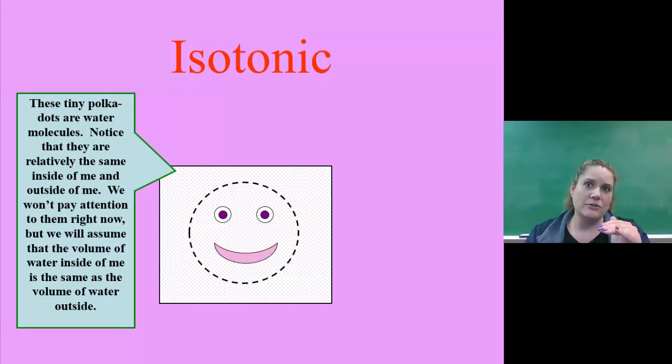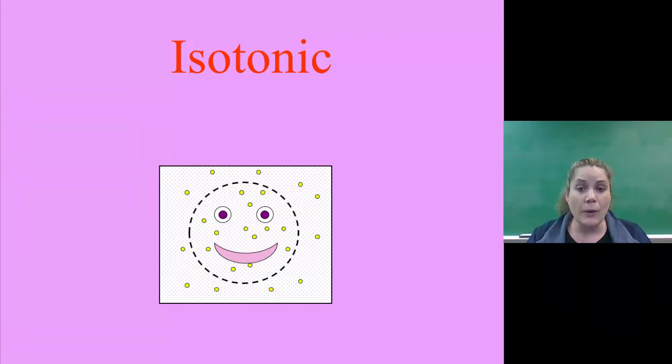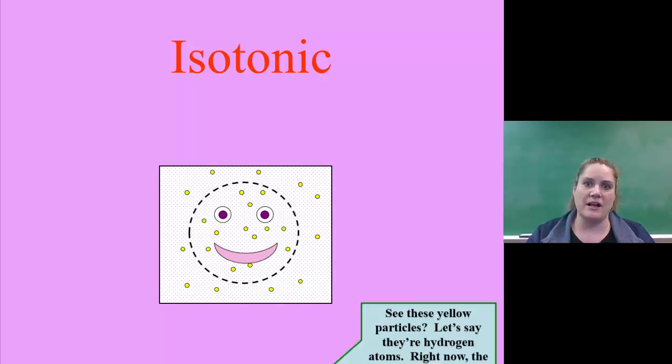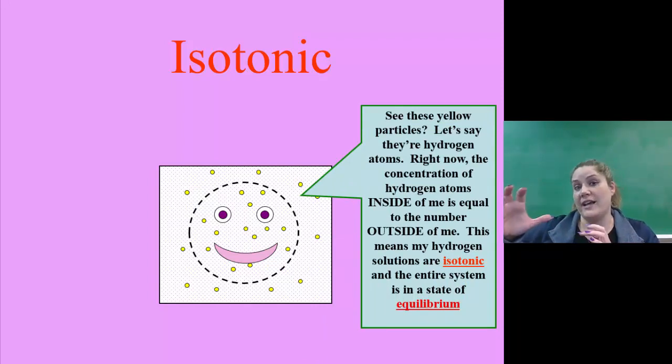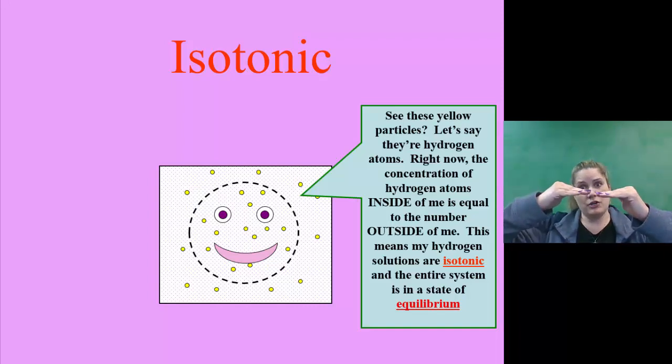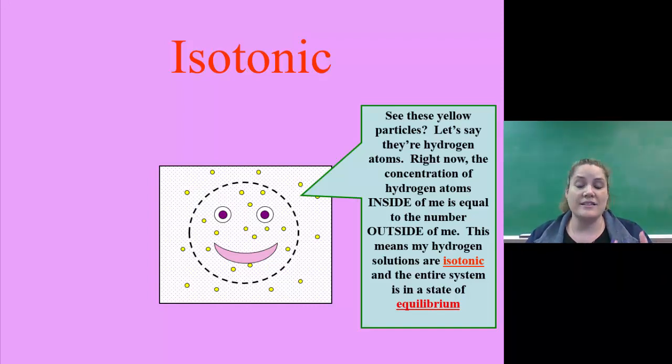The concentration of solute inside and the concentration of solute outside are the same. Okay, so now we've thrown some solute in. We had water and water, now we've thrown in some solute. Let's call those hydrogen atoms. The hydrogen atoms are on the inside, hydrogen atoms are on the outside. They're in equal concentrations. So this cell is at a state of equilibrium. So the solutions are isotonic, but the cell is in a state of equilibrium.